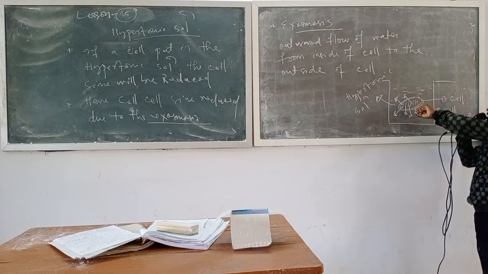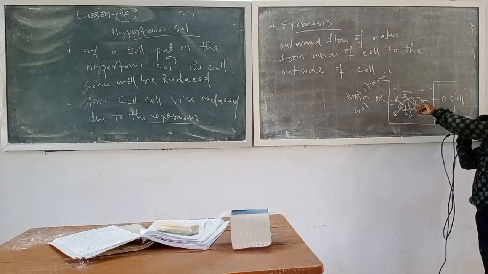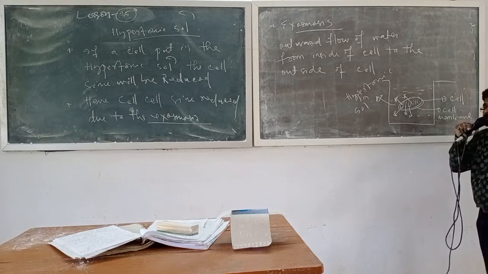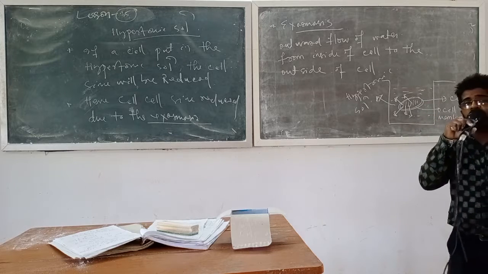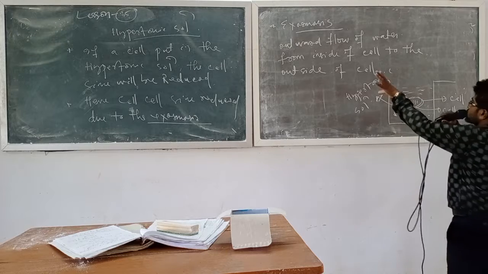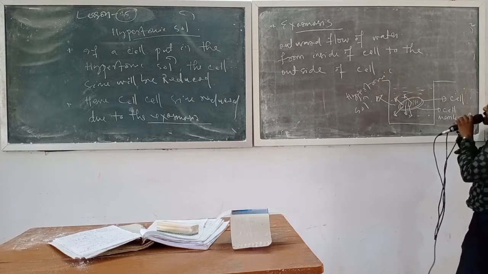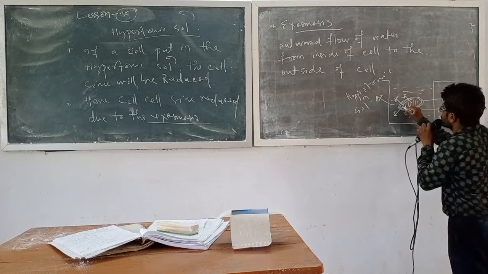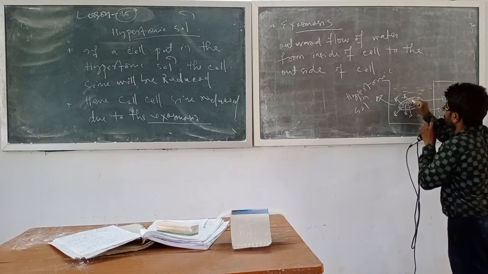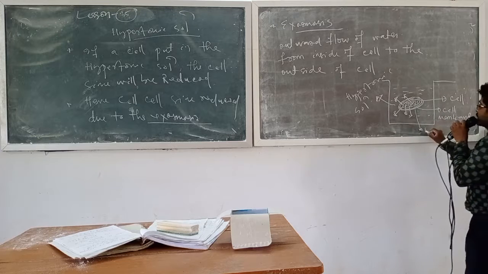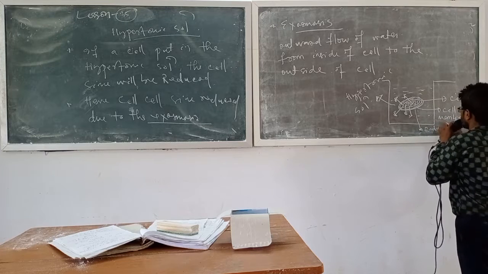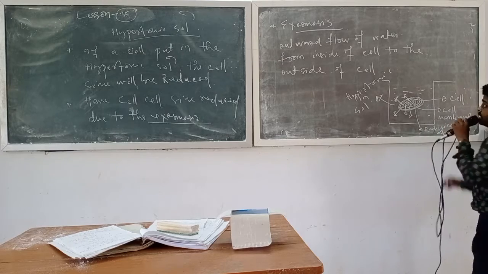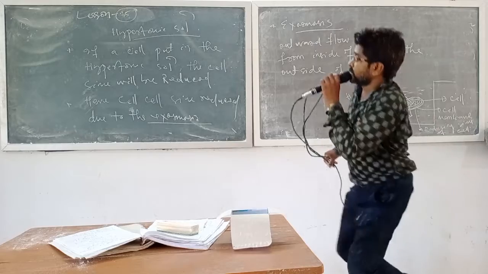This is called exosmosis. These things happen when we put the cell into the hypertonic solution. So after putting the cell into the hypertonic solution, exosmosis will happen and the cell size will be reduced. That means if this is the original size of the cell, then the cell size will reduce to here. This is the reduced size of the cell. This is all about hypertonic solutions.